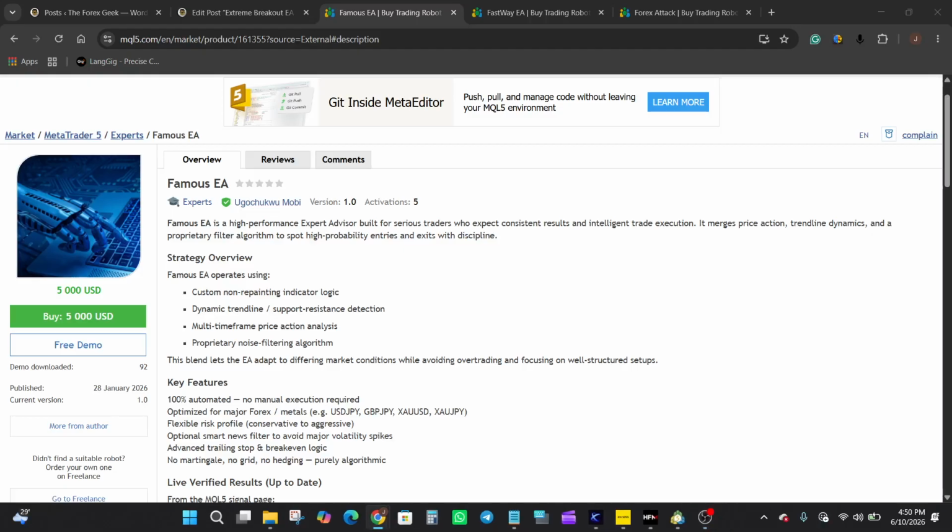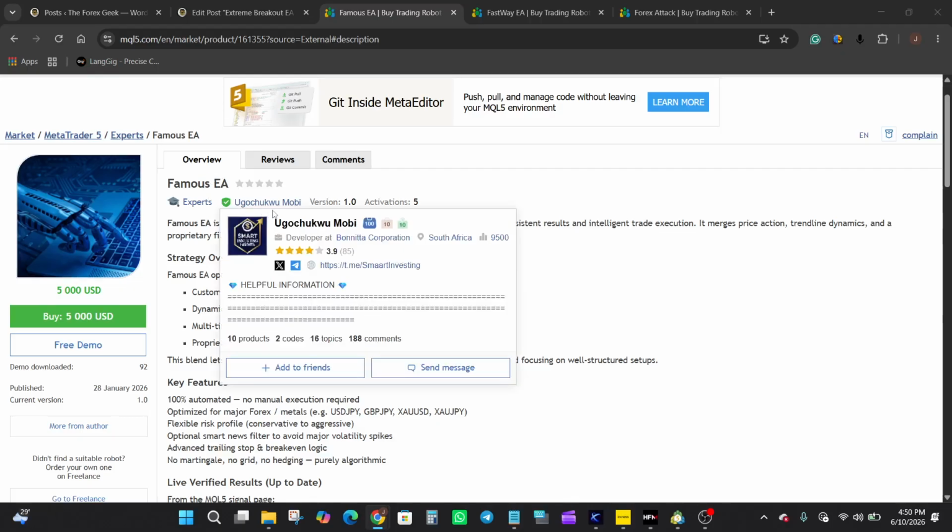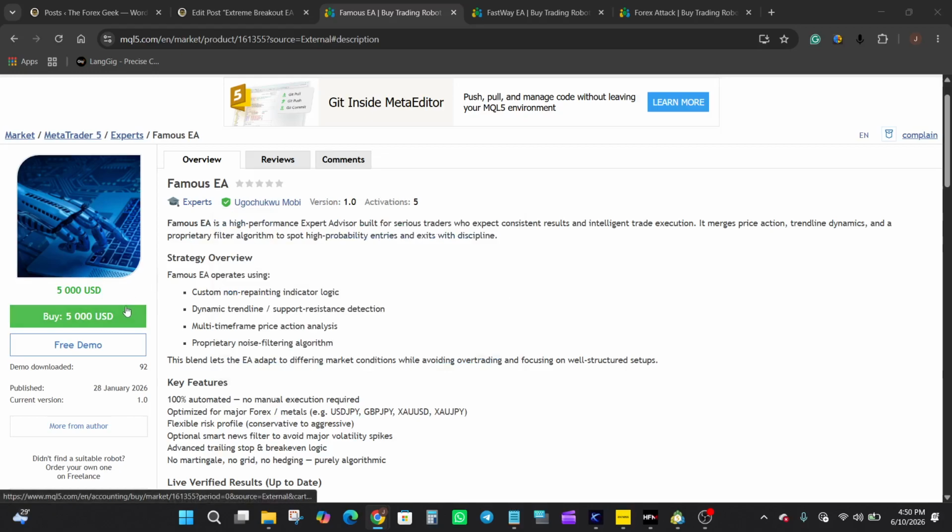Now jumping straight into the MQL5 Marketplace page, what I am looking at here is the famous EA developed by Ugochukwu Mobi. The listing shows a price of 5,000 US dollars and version 1.0 with 5 activations, which already tells me this is positioned as a premium expert advisor for serious traders.